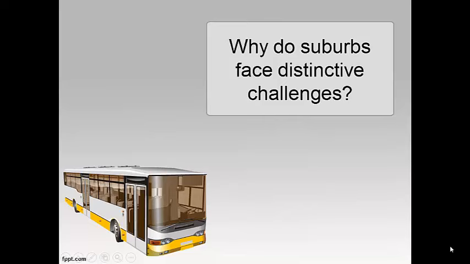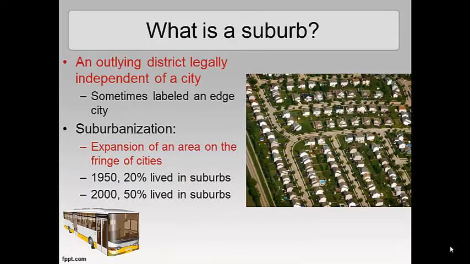Alright, AP Human Geography classes, here's our last video on urban patterns, and we're going to focus on suburbs and why they face distinctive challenges opposite inner cities. Let's get to it.